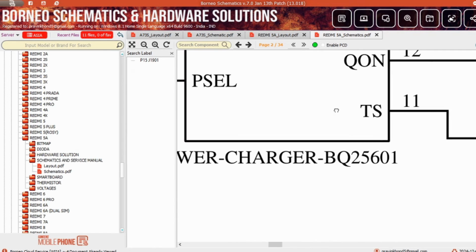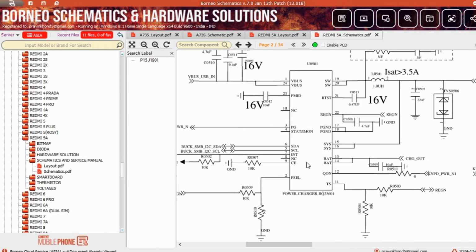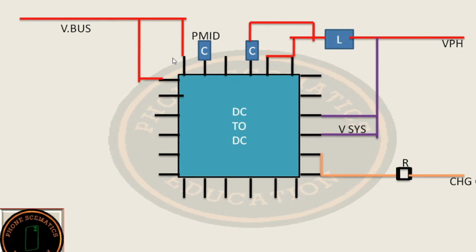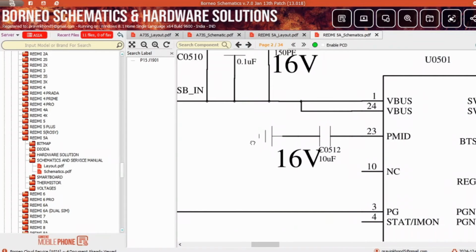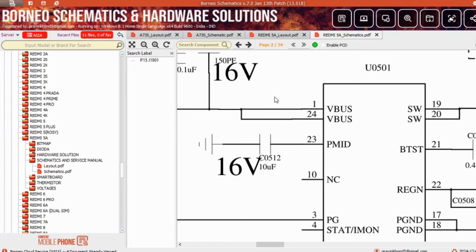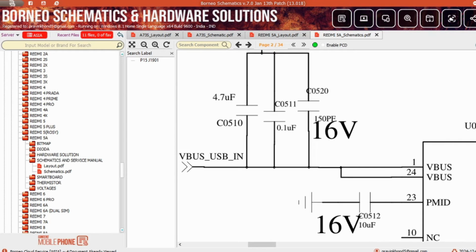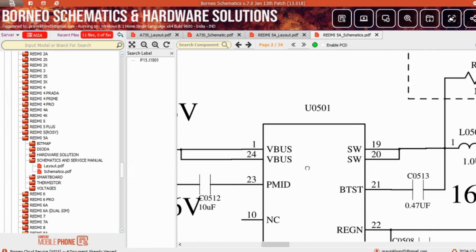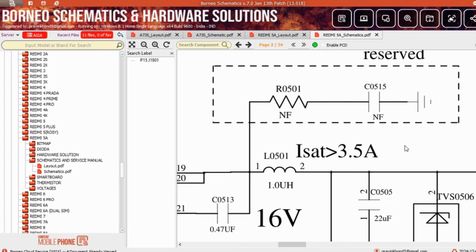You can see here BQ25601. Now according to the block diagram, pin number 1 and 24 enter the VBUS line. You can see here pin number 1 and 24 enter the VBUS line. VBUS. So if you check here in this capacitor, you will get 5 volt. I already told you, after that, pin number 23 is the PMID cap. What is the PMID cap? I already told you. You will get 5 volt here also. After that, pin number 19 and 20 are switching with ground.